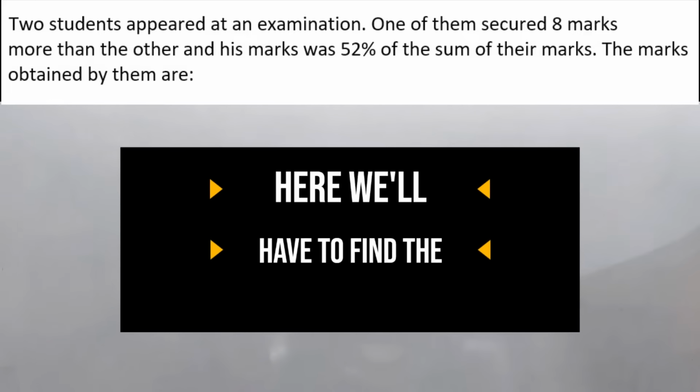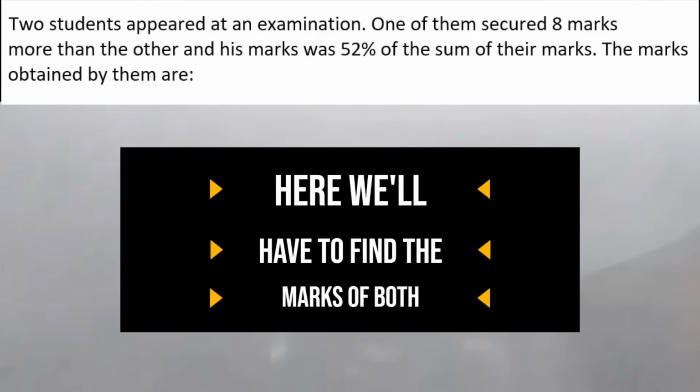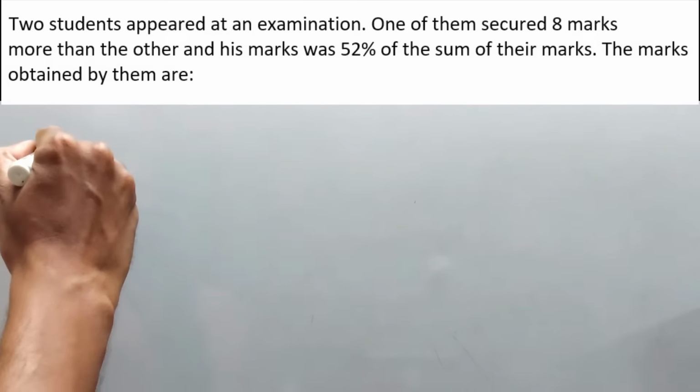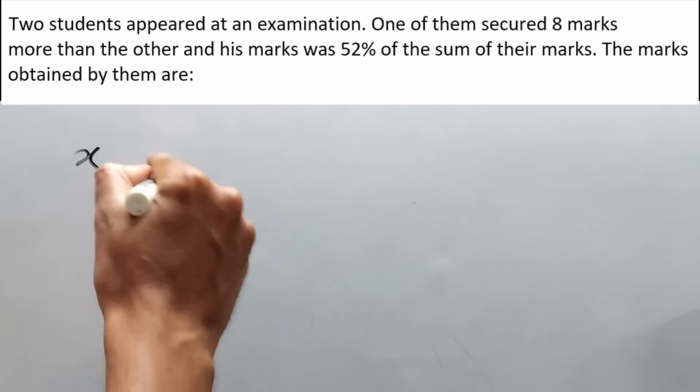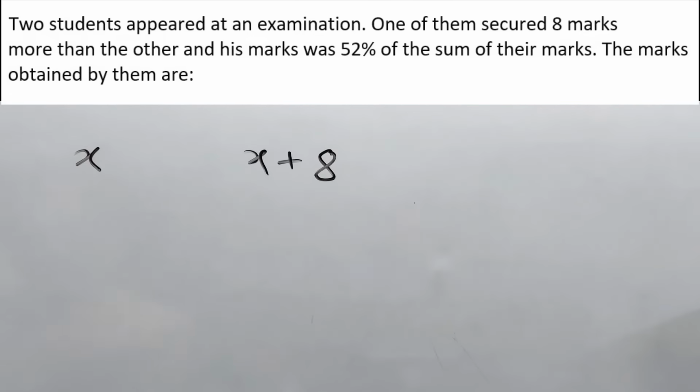Two students appeared at an examination. One of them secured 8 marks more than the other, and his marks was 52% of the sum of their marks. Simple thing, right? We'll have to make an equation. Yeah, definitely. Here we'll have to find the marks of both, right? Simple thing. So one of them secured x and the other one x plus 8.